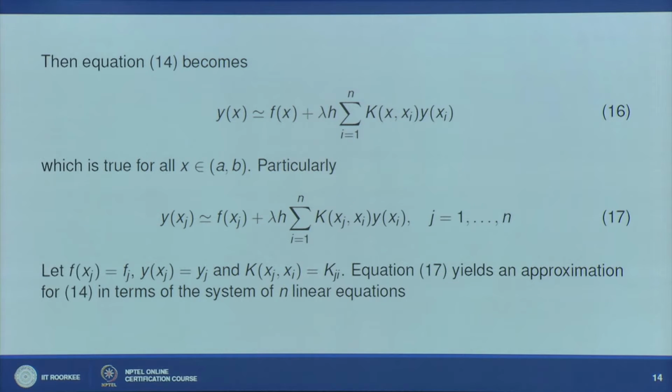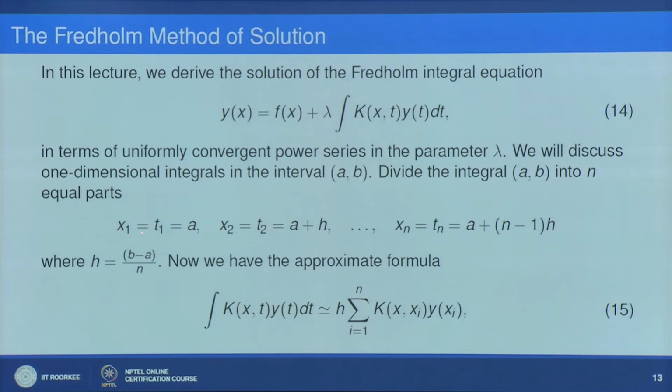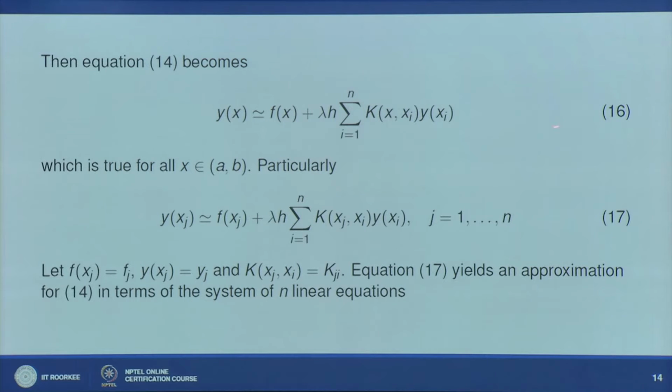So what to do here, let us consider this equation at x equal to the x_i's. So how we have defined x_i is like this: x1 as a, x2 as a plus h, xn as a plus (n minus 1) h. So looking at this equation at x equal to x_i, we can write down y(x_j) is approximately equal to f(x_j) plus lambda h sum i equal to 1 to n k(x_j,x_i) y(x_i).